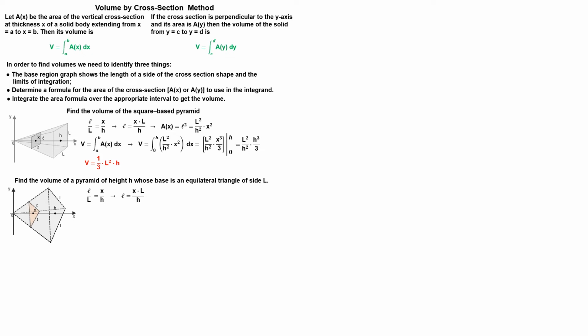We can express the area of the cross-section as a function of x by observing the similar shapes. The area of the equilateral triangle is square root of 3 over 4 times the square of the side length. We now perform the calculations.